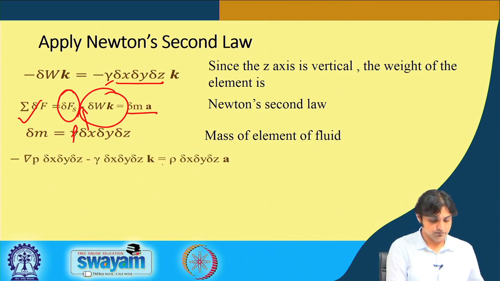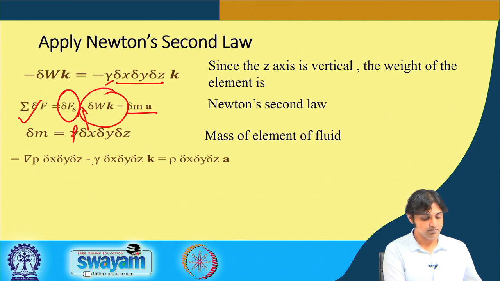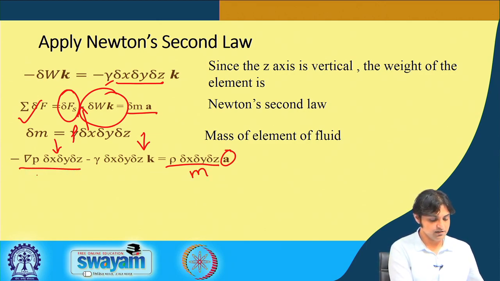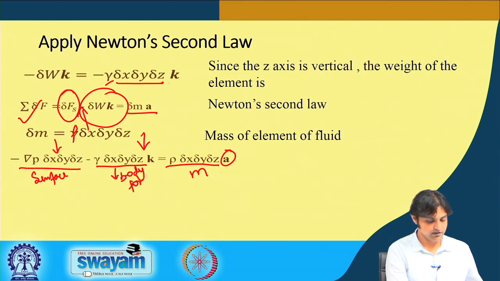So the net force, because there is no acceleration, so the net force that has come to be minus delta P, delta x, delta y, delta z minus gamma delta x, delta y, delta z. This is the surface pressure force, this is the weight, and this is mass into acceleration, right. This is the surface force, this is the body force. Okay, very good.